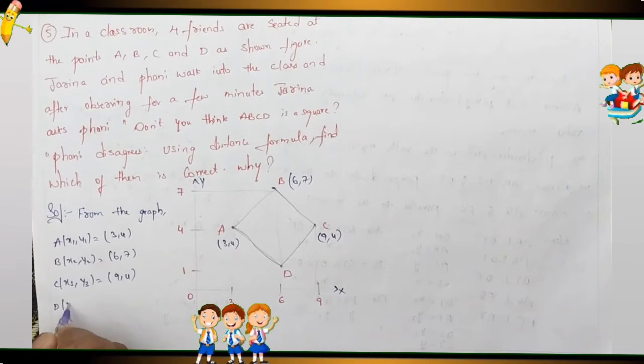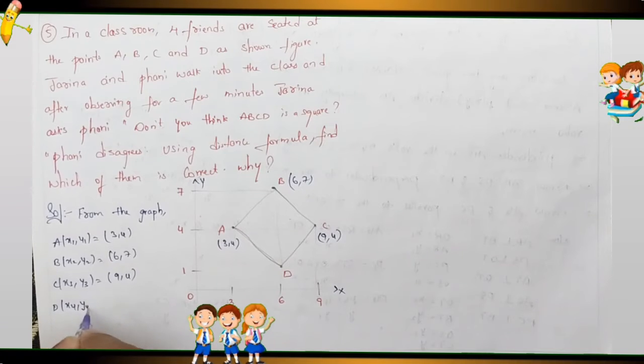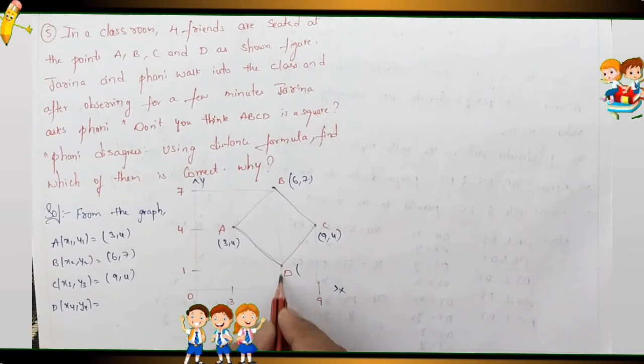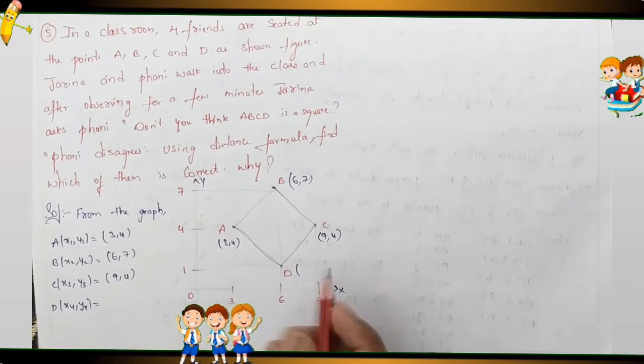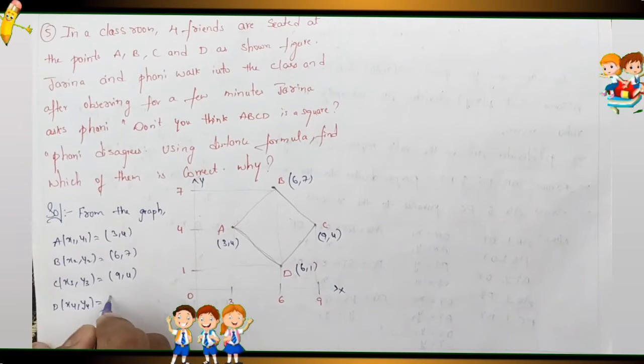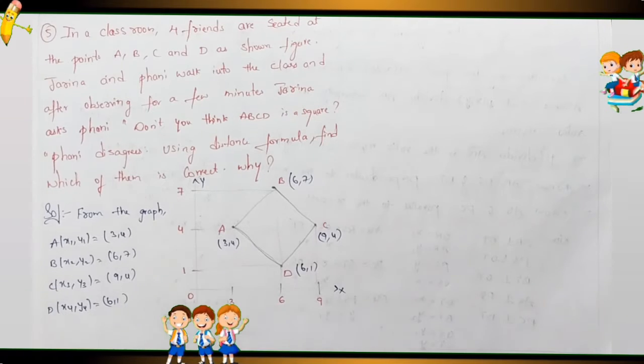Next D value (x4, y4) is equal to. Now here also, same as before, x-axis 6, y-axis is near the 1. So (6, 1) is the D point.